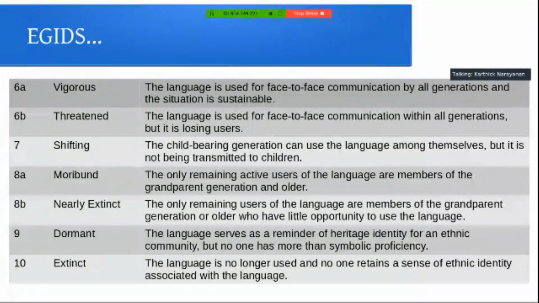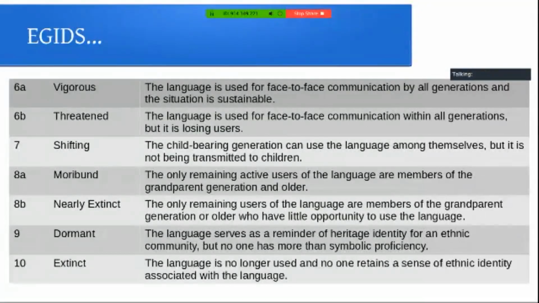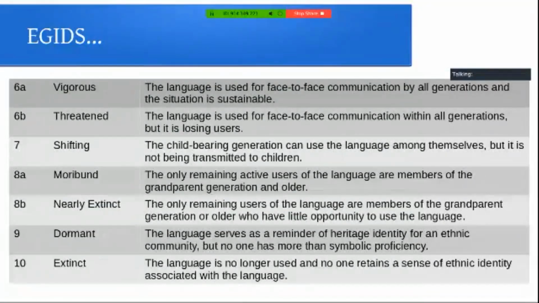Dormant, it's only some sort of an identity and not really used. And extinct is when it is no longer used at all. So here also you can see that even though there are longer scales or longer grades, the moment they come to endangered languages, the grades shift rapidly. From threatened, you move to shifting, from shifting to moribund. Shifting is an abrupt transition, with almost no children learning, and then the great-grandparent generation is moribund. So again, an abrupt transmission.